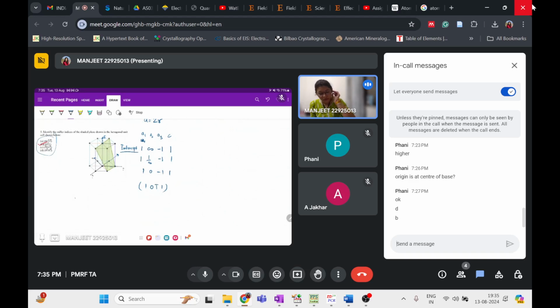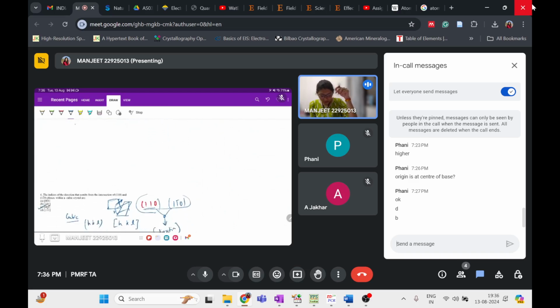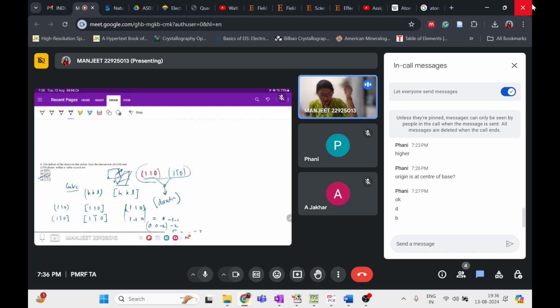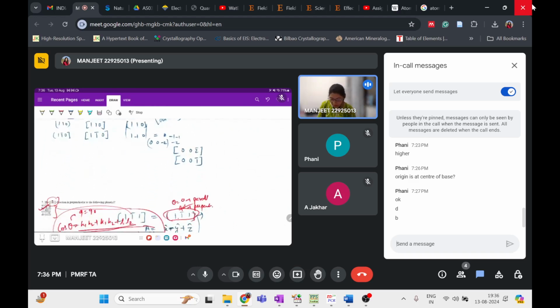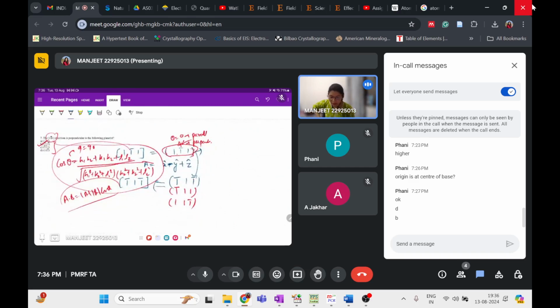Then again you have to find out the Miller indices of this shaded region. Now you also have to find the direction of the intersection of two planes. If you are given two planes, you have to find the direction of the intersection of both planes in a cubic lattice. And for the direction perpendicular to a plane, you can find it with the formula we discussed, or consider this direction as a lattice vector and find which one is perpendicular to it.